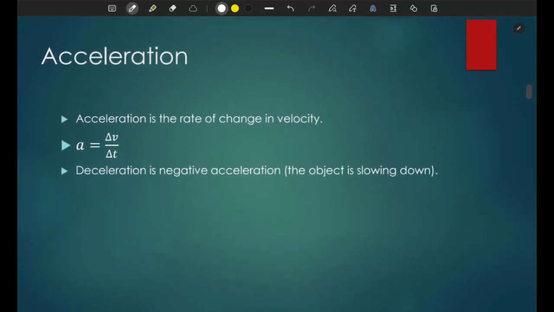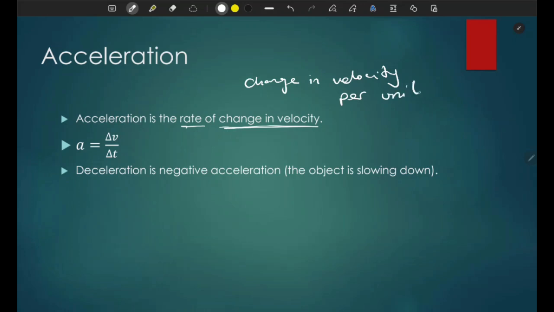Now the next one is acceleration. So what is acceleration? Acceleration is the rate of change in velocity. It can also be defined as change in velocity per unit time. So we can say it's change in velocity per unit time. That's another definition of acceleration.